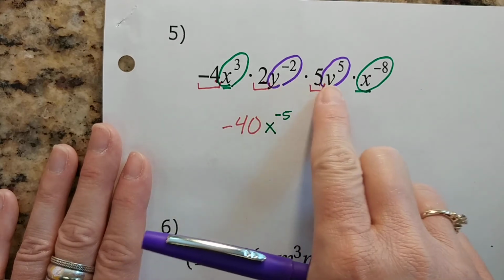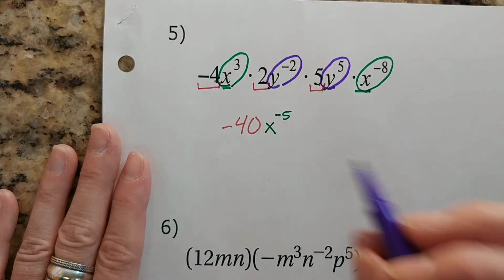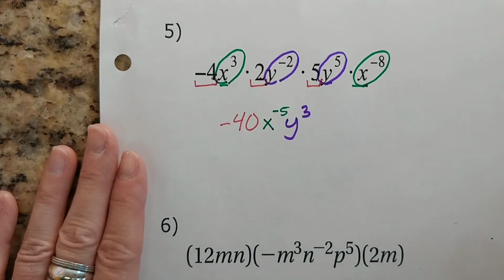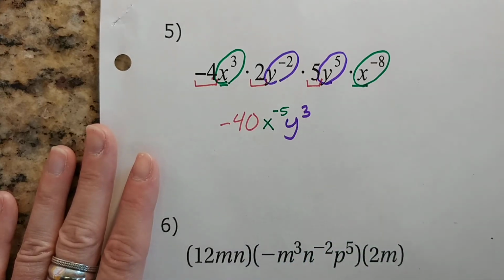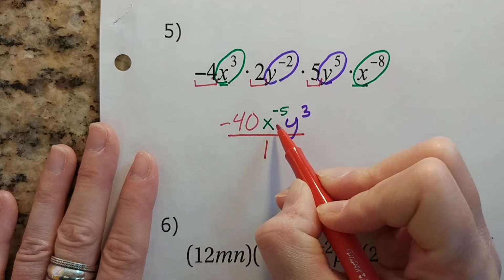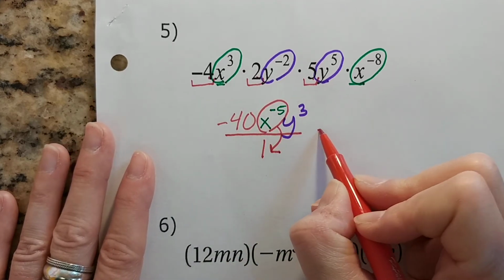Okay? Multiplying these two, I'm just going to add the exponents. Negative 2 and 5. And then this is what I have. But you notice here that I can't have a negative exponent. So I'm going to write this as a fraction, and x to the negative fifth is going to have to come downstairs. So let's simplify.